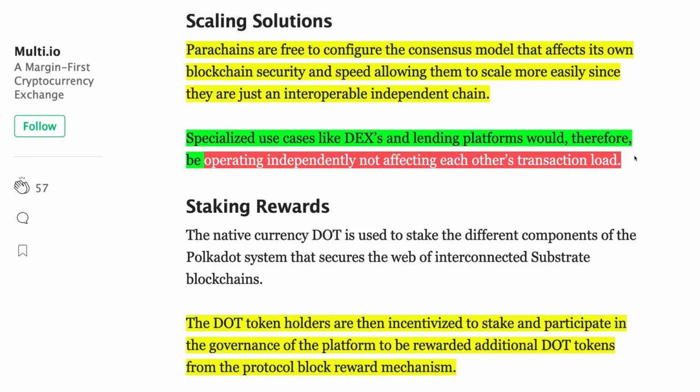So specialized use cases like DEXs and lending platforms would therefore be operating independently, not affecting each other's transaction load. This is huge because on Ethereum, if you have one dApp which uses a lot of transactions, like for example Uniswap or USDT, which is transferred a lot, then this affects the whole blockchain platform, right? And this creates higher fees for everyone. Whereas here they operate independently, not affecting each other. It's really just a massive improvement on Ethereum, I personally think.